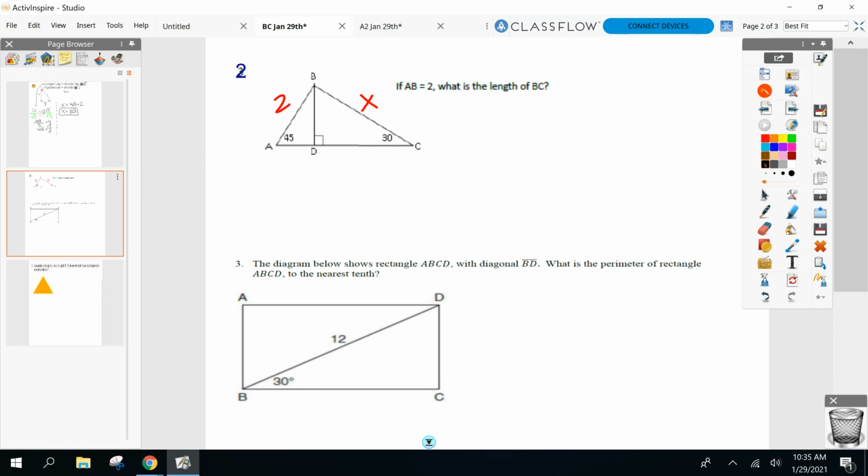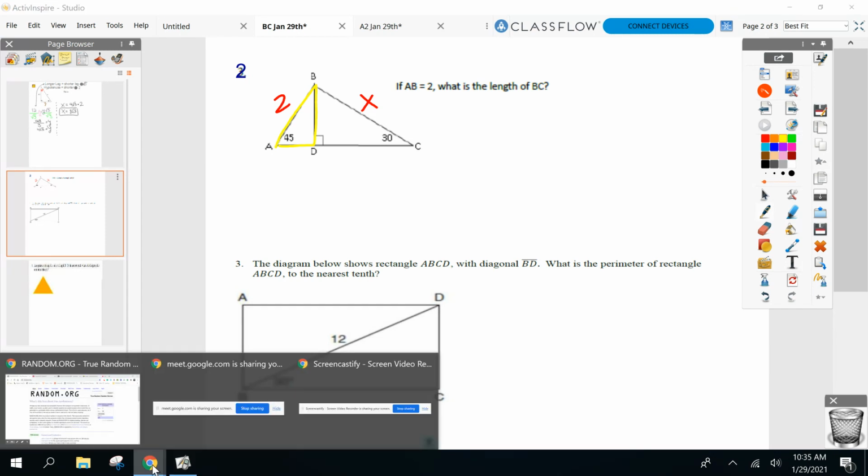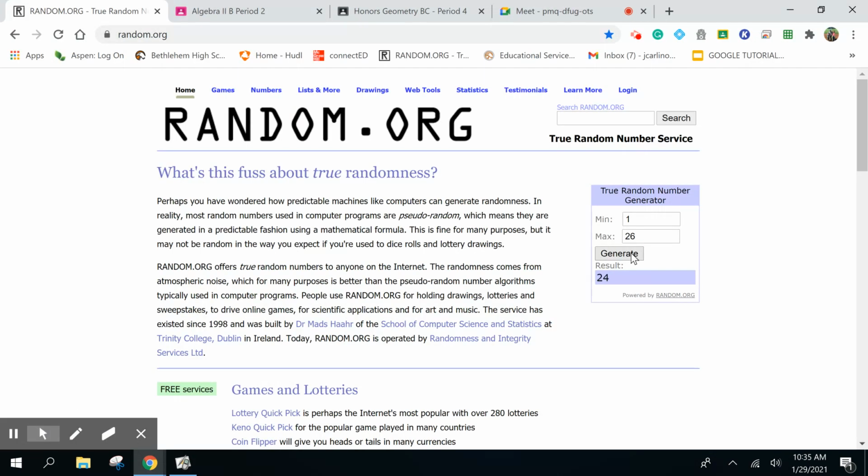So why don't we find one of the legs? What do you know about the legs in a 45-45-90? They're equal, so it doesn't really matter which one I find here. I find one, I find both. So I'm going to take this 45-45-90 right now, and we're going to find one of the legs. All right, tell me the fact that relates hypotenuse and leg.